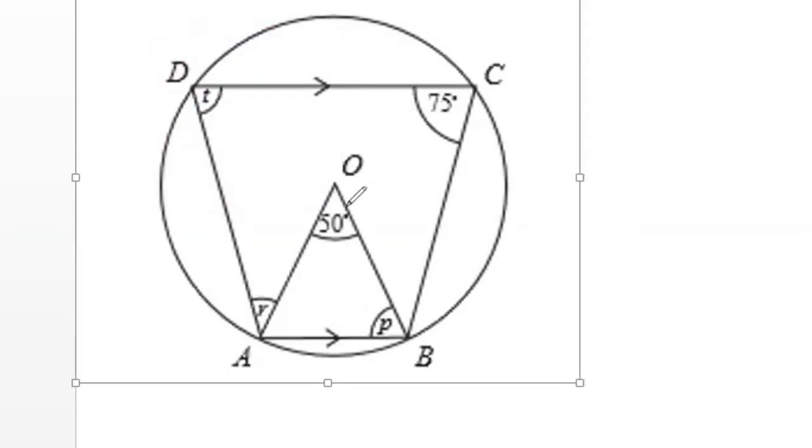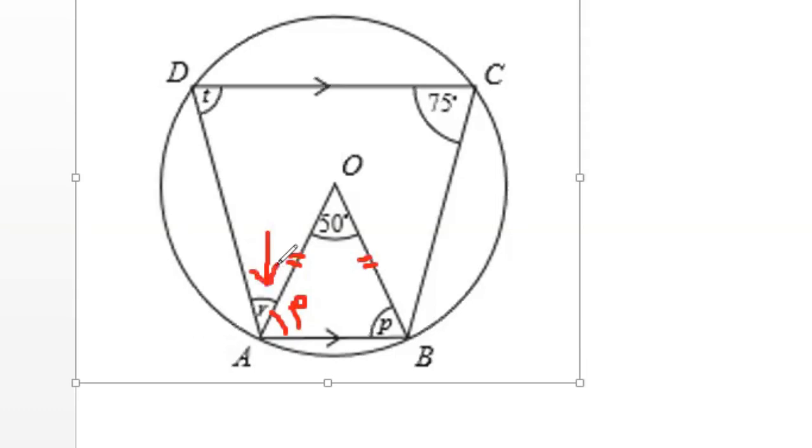O is the center, means OA and OB are radii. That means they are equal. They are equal means it's what kind of triangle? It's an isosceles triangle. So this is P, which means this is also going to be P. So we can find P. If you find P, then you can find this angle Y, right? You can find that Y.